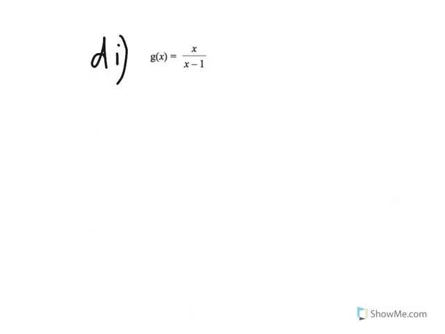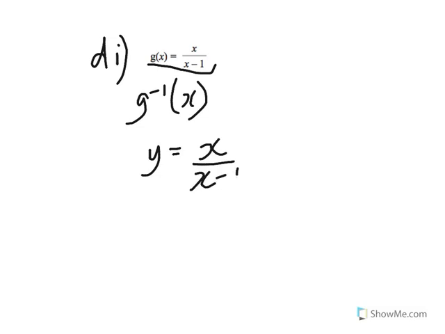Alright, so for question D1, they're asking you to express the inverse function g inverse of x. So you have g of x, and you just have to find g inverse of x. When you want to find the inverse, first write this out in terms of y, because g of x is nothing but y. So y is equal to x over x minus 1. In an inverse, the x and the y switch. So x becomes y and y becomes x. So you get x is equal to y over y minus 1. Now all you have to do is solve for y, and you'll find g inverse of x.